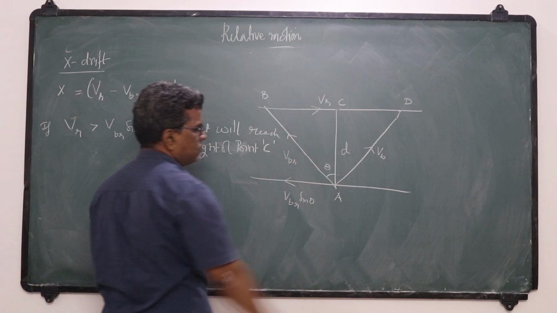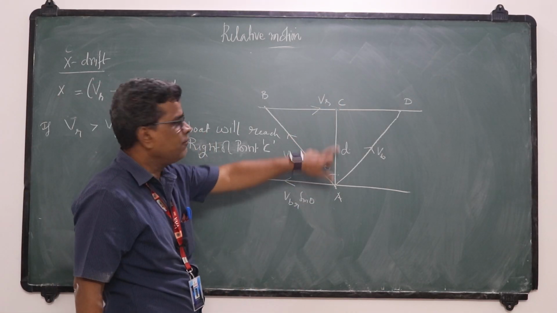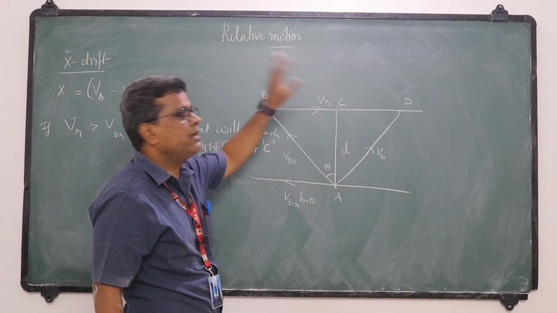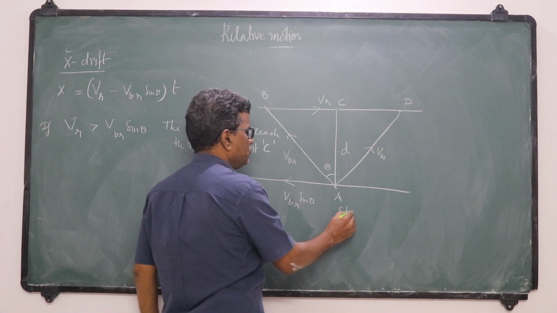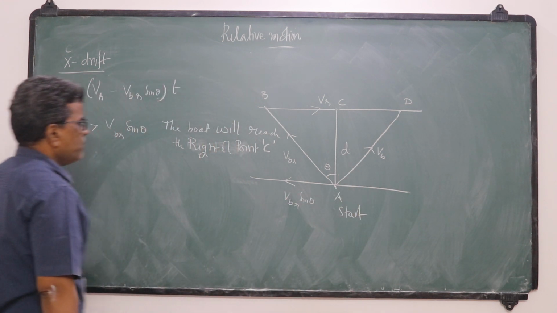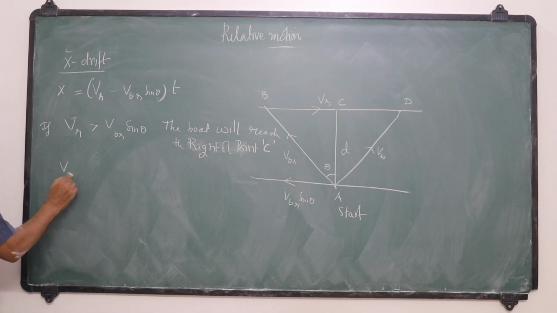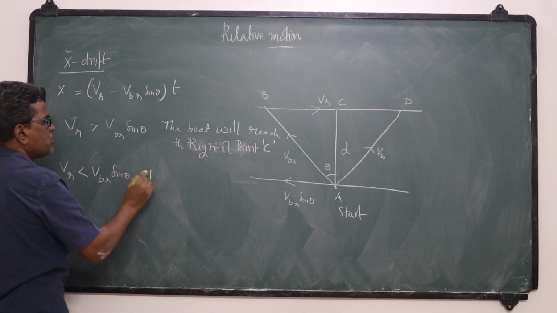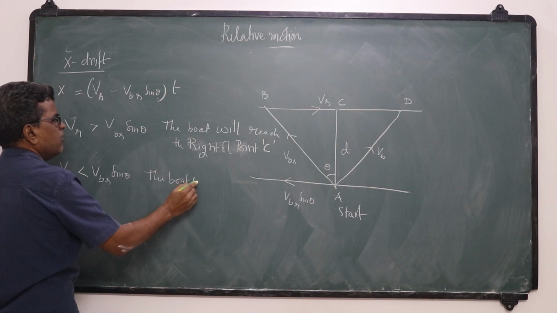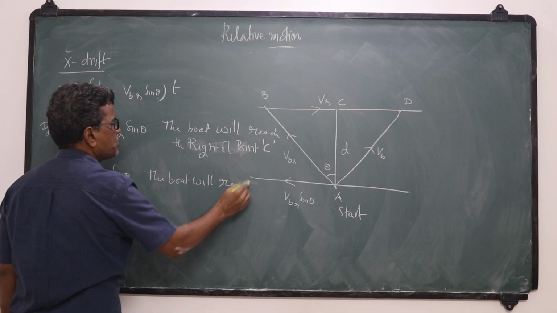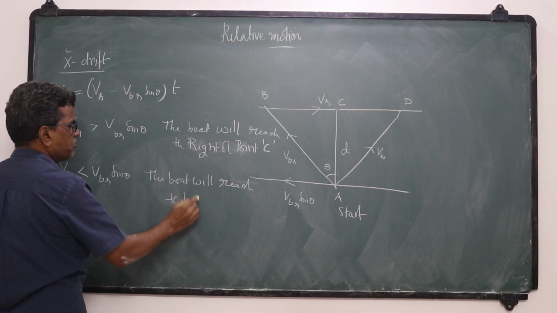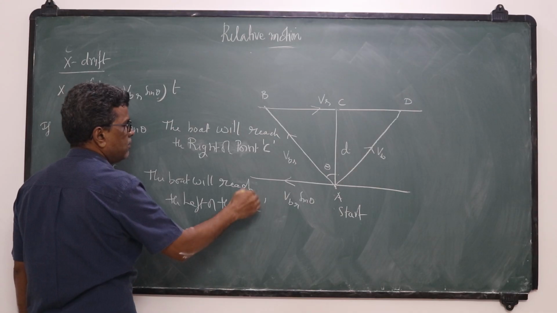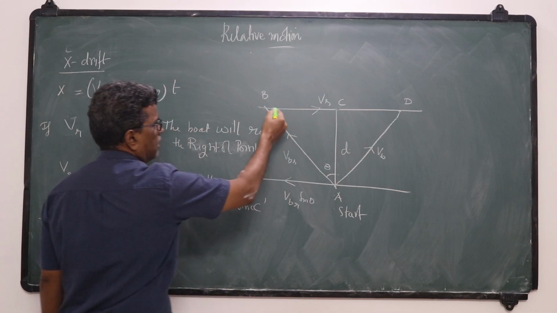So C is the point exactly opposite to the starting point. This is the starting point. So if VR is less than VBR sin theta, what happens? The boat will reach the left of the point C. So it will reach left of C.